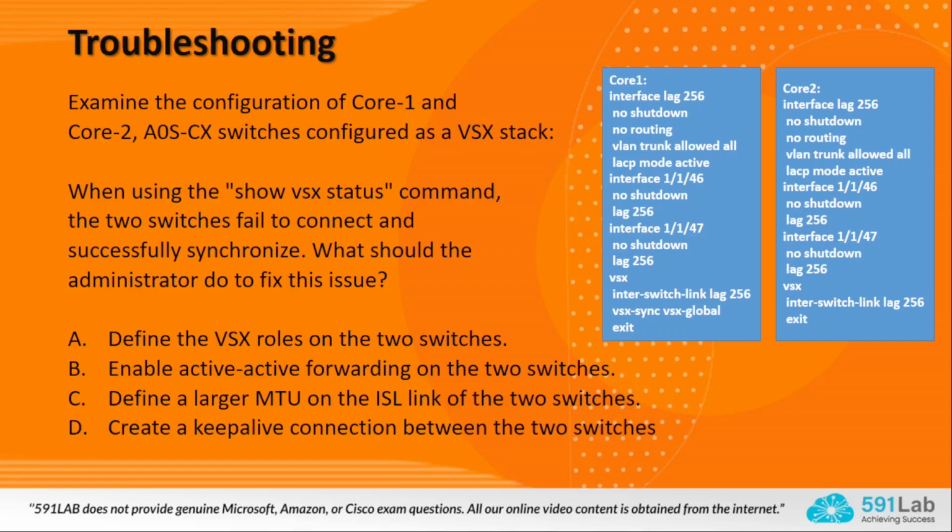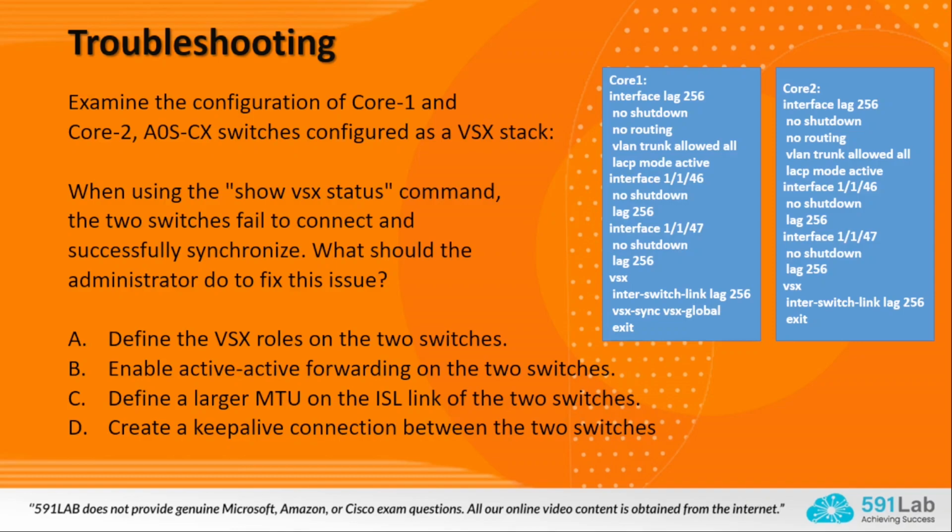Option A, define the VSX roles on the two switches. VSX primary and secondary roles are not configured, which is mandatory. So this looks correct. Option B, enable active-active forwarding on the two switches. Enabling active-active forwarding won't affect this synchronization. Even to make the active-active forwarding work, first of all we have to make them connect successfully and synchronize. This is wrong.